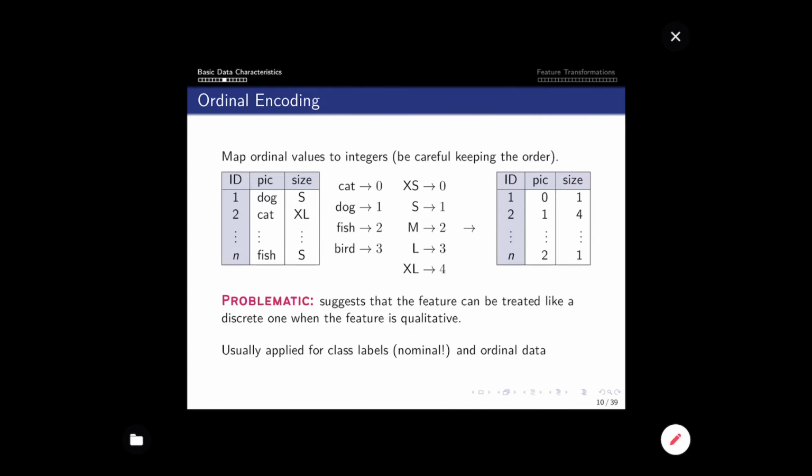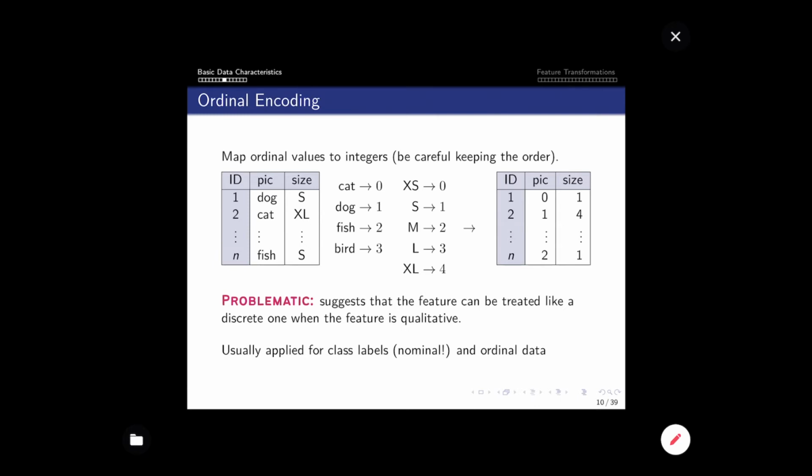Now this encoding suggests that the feature can be treated like a discrete feature when the feature is actually qualitative. The numbers 0, 1, 2 and so on have well-defined distances. So 2 minus 1 is 1, but M minus S, is that 1? It's like the difference between M and S. That doesn't really make sense. Do you get what I mean?